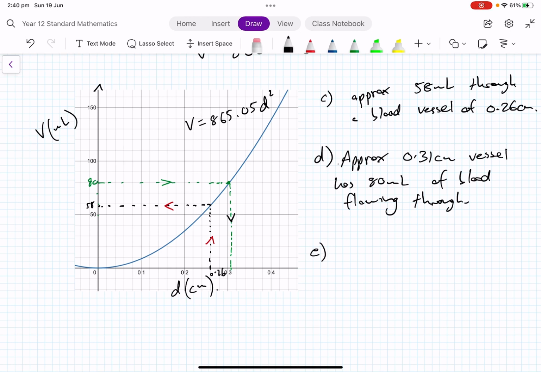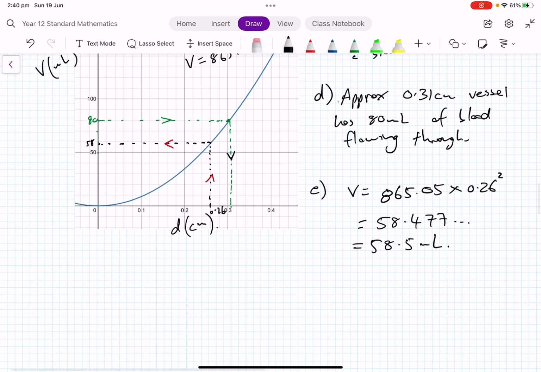So if I want to know 0.26, V is equal to 865.05 times 0.26 squared. Substituting in, what does that give me? It's 58.47, which is about 58.5 milliliters. That's pretty close.